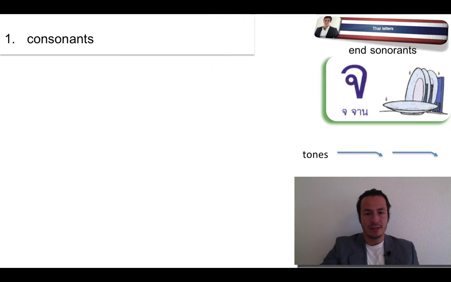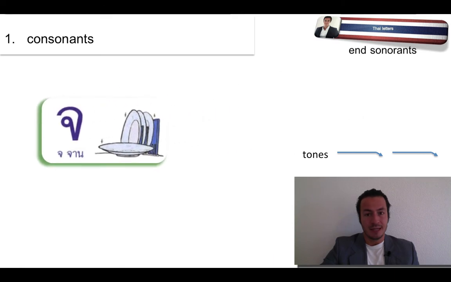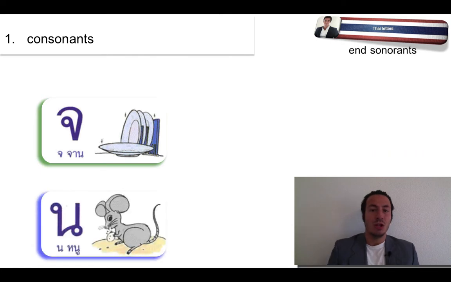All right, now we have learned middle class consonants with the green background color, and we've also learned low class consonants with the blue background color, like in this example, nonu, the mouse N basically, so the n sound.